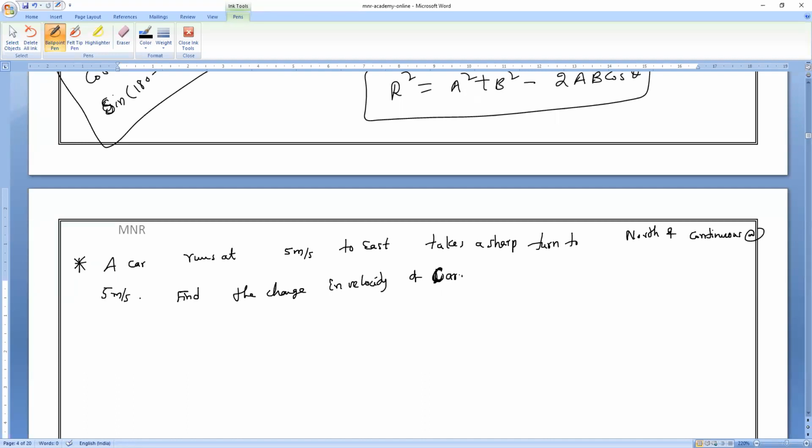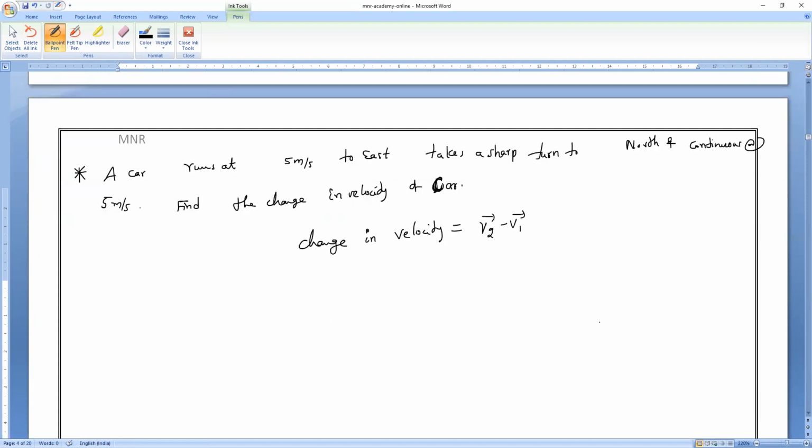So what do you mean by change in velocity? Anybody can tell me? Change in velocity means final velocity minus initial velocity, like we find acceleration. Do you remember? That is what they are asking. So change in velocity means V2 minus V1. Is it right or wrong? Everybody clear? Yes, sir. That is what you have to remember.